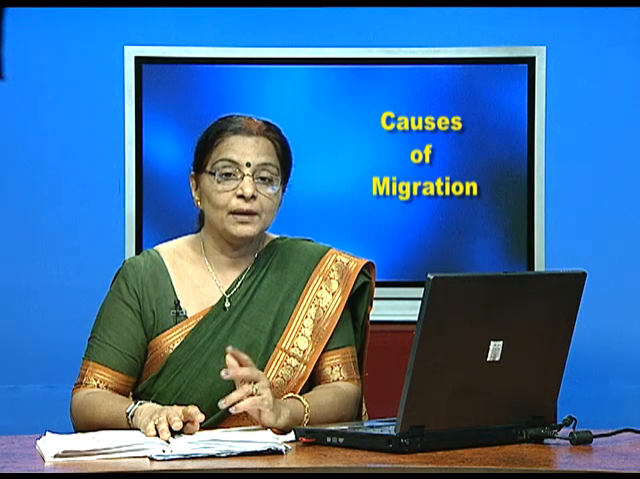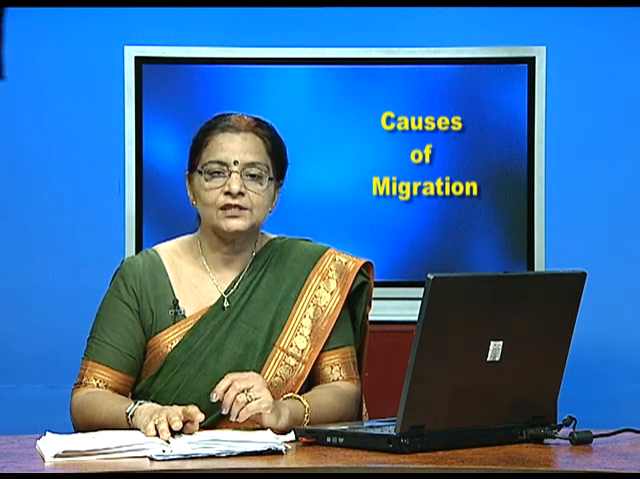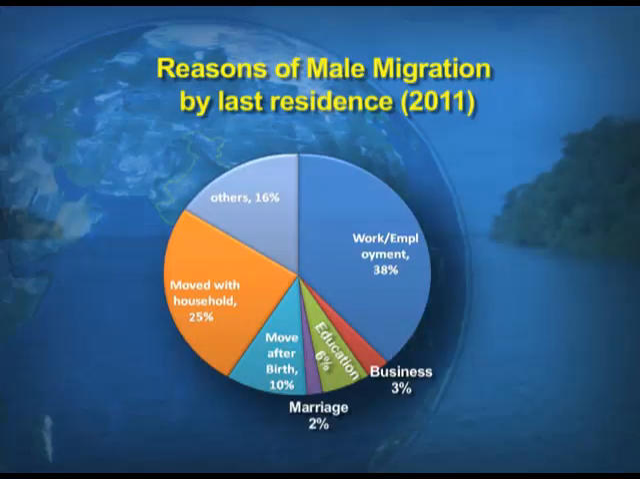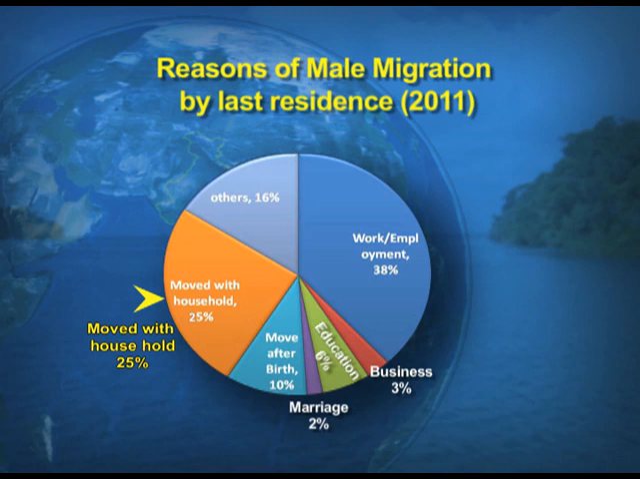Others may include education, or better facilities of life. And if you look at the diagram, you can find that around 10% of the migration of males is when they move after birth. That means their movement after birth, that is, a change of residence. 25% is when they move with the households. Households means the whole family shifts. It is not a single movement of a male person, but a whole family movement, that counts for 5% of the migration.